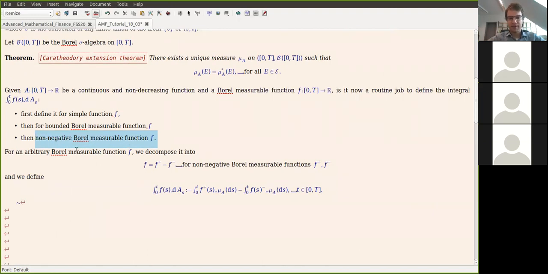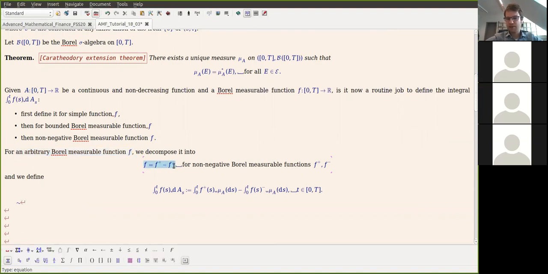And if I then go the next step further, if I want to integrate now a general Borel measurable function, I do the usual trick. I decompose my function f into a positive and a negative part. So f plus and f minus are non-negative Borel measurable functions. And in this setting, I can then define my integral of f with respect to a, just as the integral of f plus with respect to the measure associated to a. So this measure mu a is the measure which was constructed via the Carathéodory extension theorem. And then I subtract the integral of the negative part. And as long as at least one of these two integrals is finite, this is well defined, right?